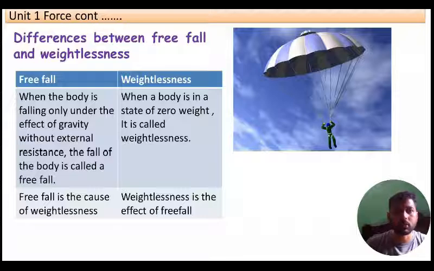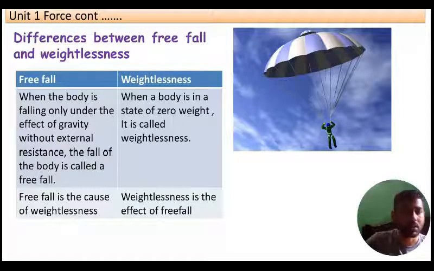Now I am going to tell the difference between weightlessness and free fall. Free fall: when the body is falling only under the effect of gravity without external resistance, the fall of the body is called a free fall. Weightlessness: when a body is in a state of zero weight, it is called weightlessness.